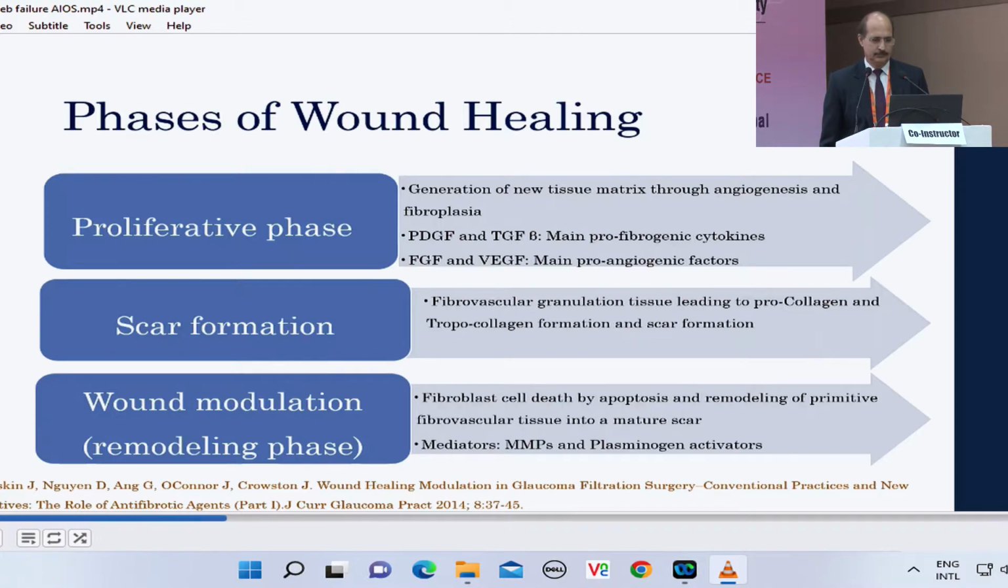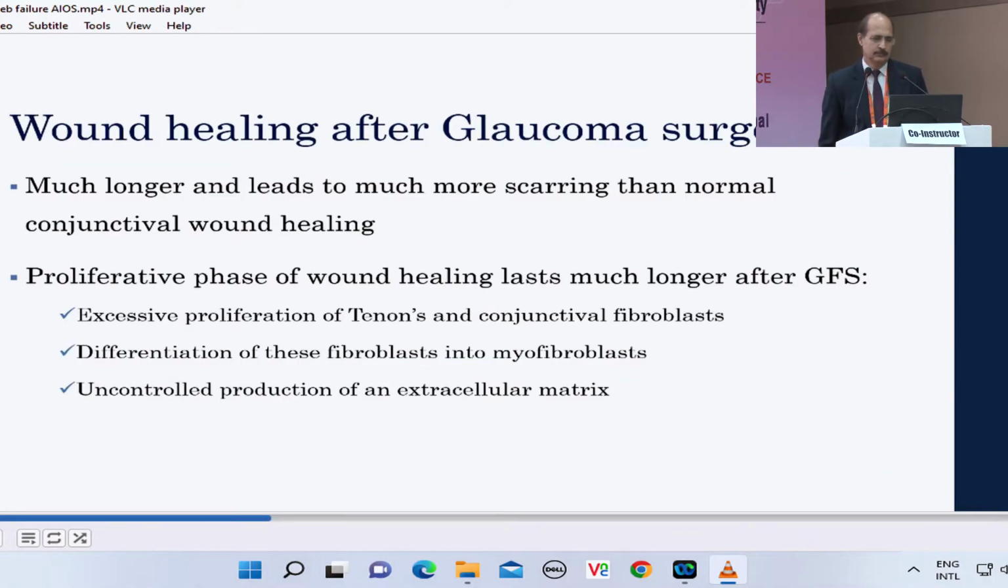Simultaneously, there is wound modulation, the remodeling phase, which begins around the 3rd to 4th week, in which fibroblast cell death occurs by apoptosis, and remodeling of the primitive fibrovascular tissue occurs into a mature scar. This phase is primarily mediated by the matrix metalloproteinases and plasminogen activators. Let's see how the wound healing is after glaucoma surgery. It is much longer and leads to much more scarring than normal conjunctival wound healing. The proliferative phase lasts much longer after GFS, and it happens because of excessive proliferation of tenon and conjunctival fibroblasts, their differentiation into myofibroblasts, and the uncontrolled production of extracellular matrix.